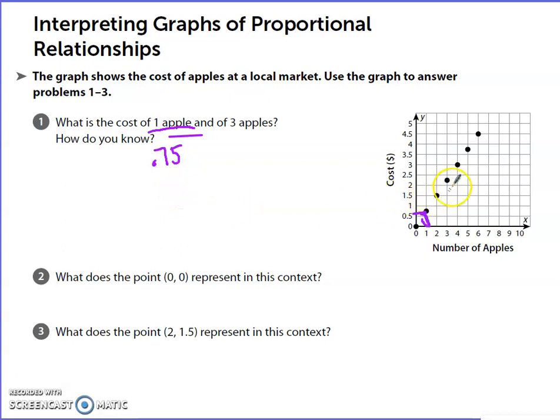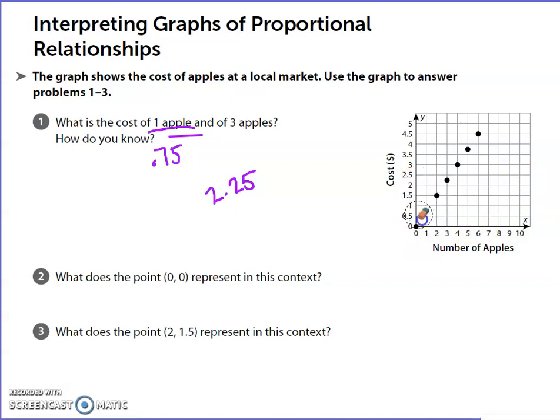The next question says how much is it for 3 apples, and you're going to go down to 3 apples and go straight across here, and it looks to me that it's about $2.25 for 3 apples. How do you know? I read the graph and I went to the x-axis and I explained my reasoning that way.